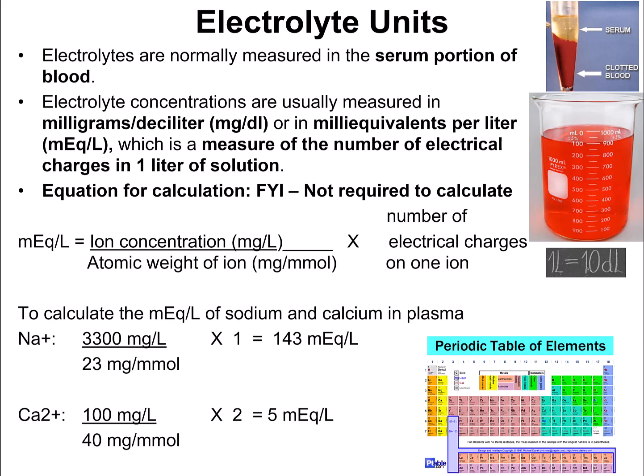Well, what about milliequivalents per liter? It's the number of electrical charges in 1 liter of solution. So to calculate this, you would take the ion concentration in milligrams per liter, divide it by the atomic weight of the ion, milligrams per millimole, times it by the number of electrical charges on one of those ions. And that's going to give you a milliequivalent per liter. So when you see milliequivalents per liter, you need to know that that's a unit, and it's usually used as a unit to measure electrolytes. But you don't have to calculate these. I'm not going to ask you to calculate using this formula on how to get to milliequivalents per liter.